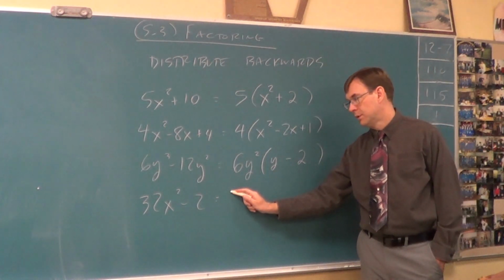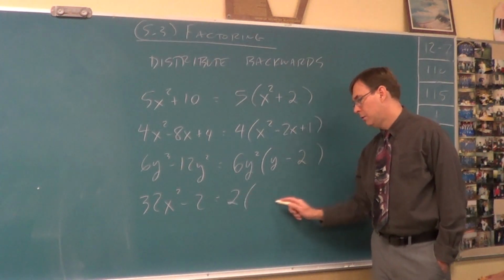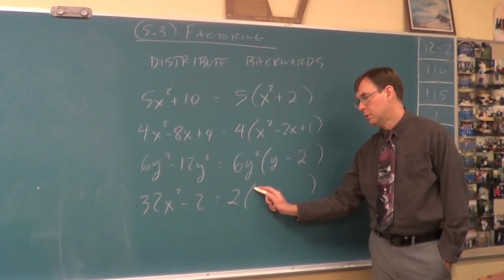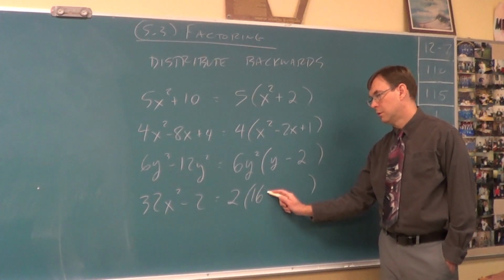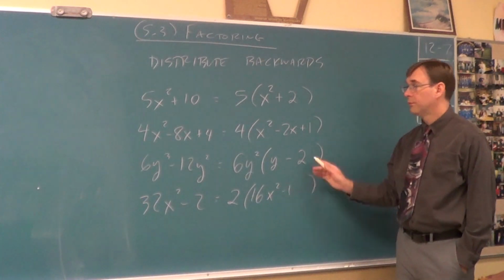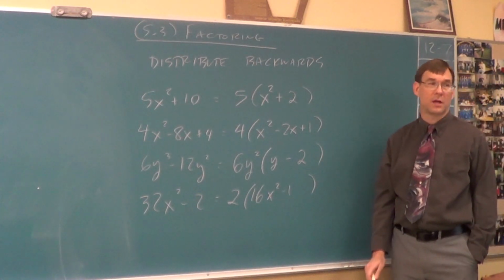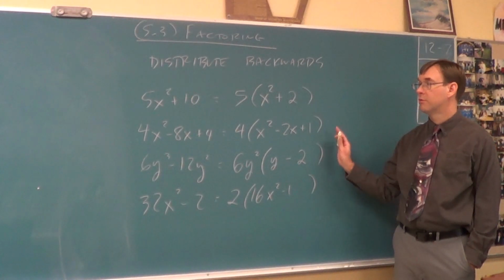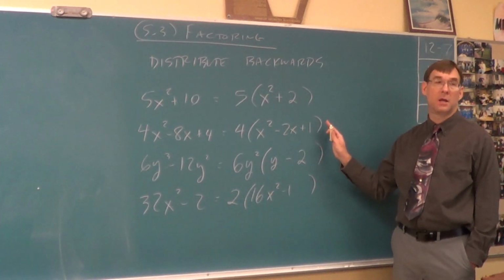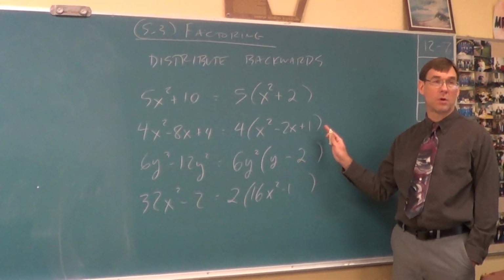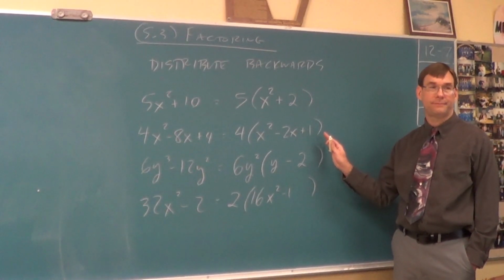This one? 2 can come out. 16. X squared minus 1. And then we'll call it quits on that column unless there's questions before we move to the left. Anybody a question about distributing backwards kind of stuff? Okay.